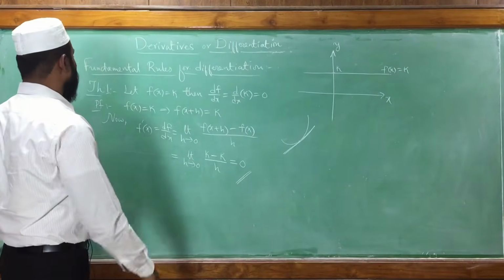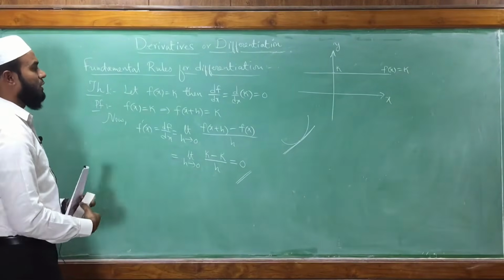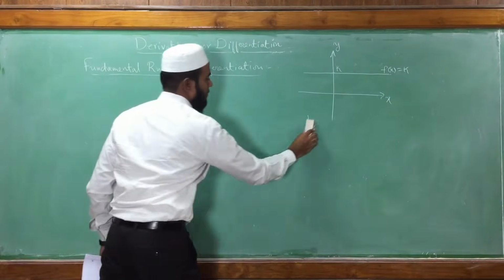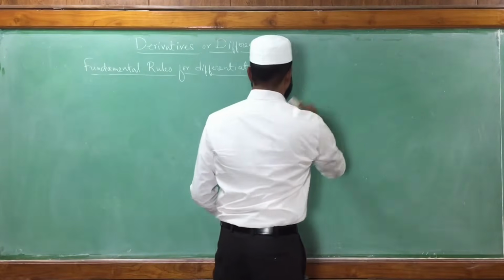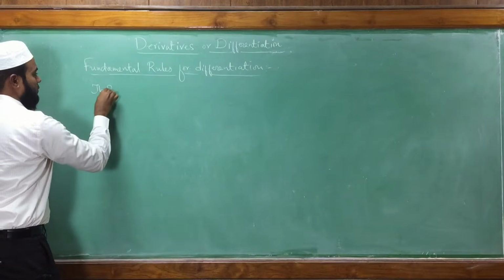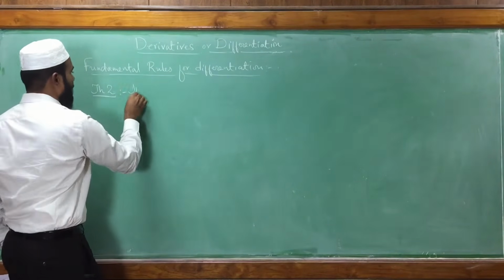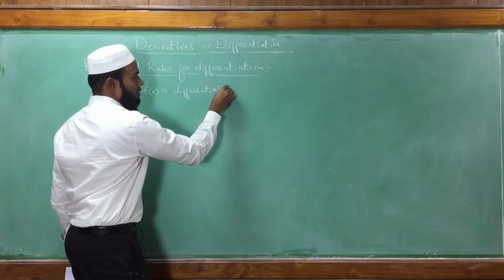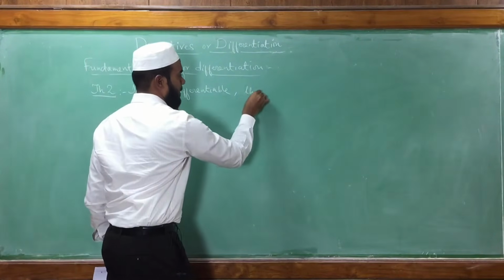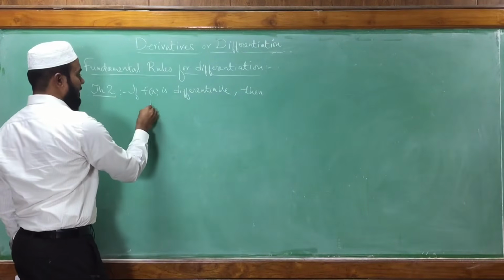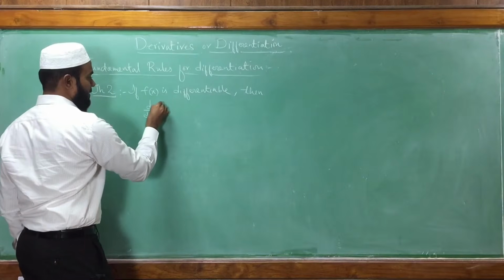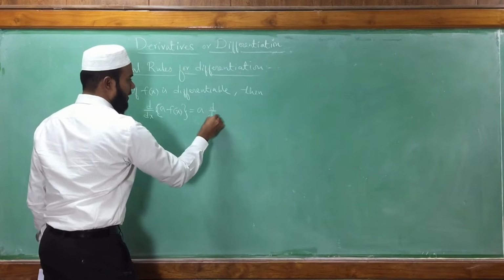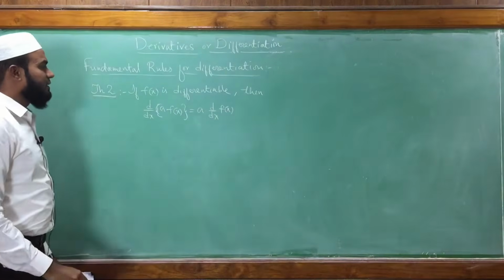The next rule we will see. The first rule says that the derivative of a constant is 0. This is the first rule. Now let us consider rule 2, that is theorem 2. It says that if f of x is differentiable, then d by dx of a constant a into f of x is nothing but a into the derivative of f of x. This is the second rule for differentiation.